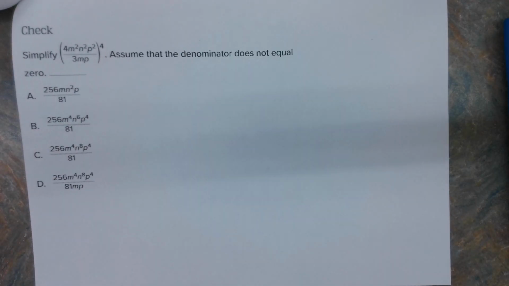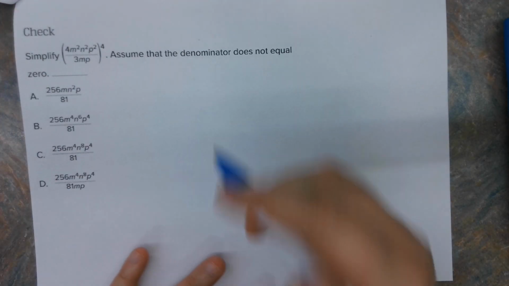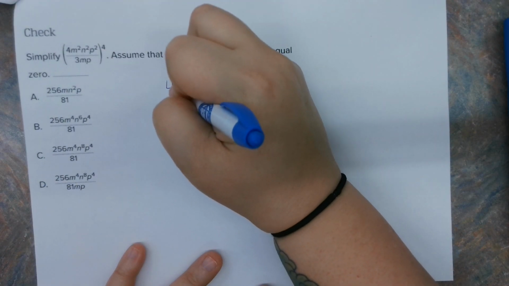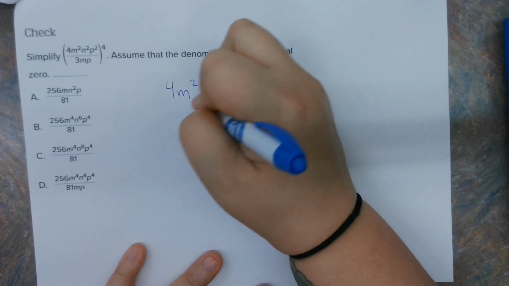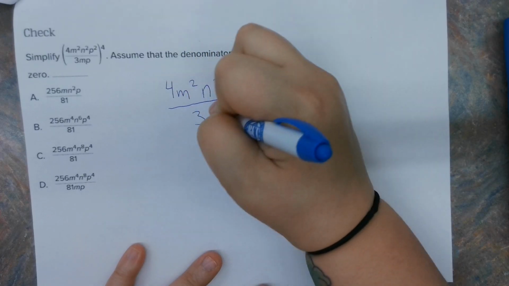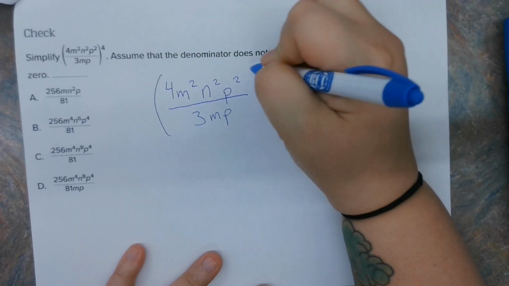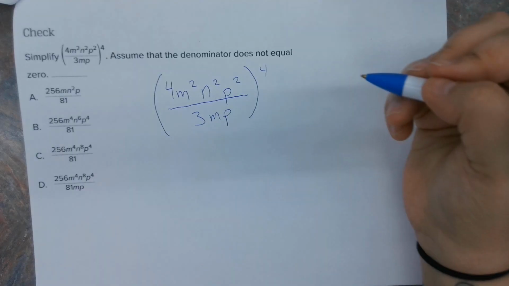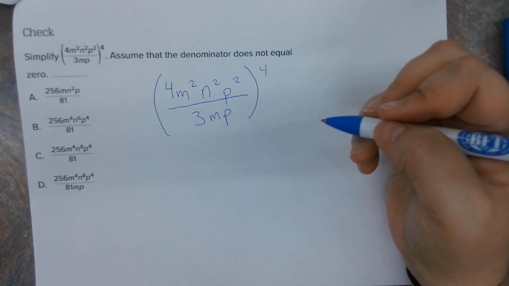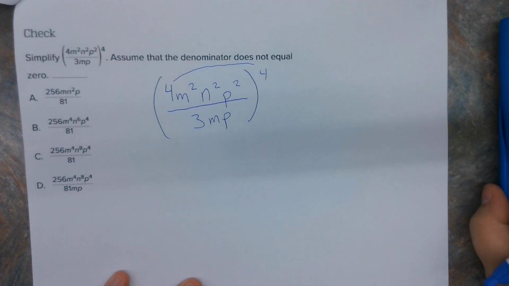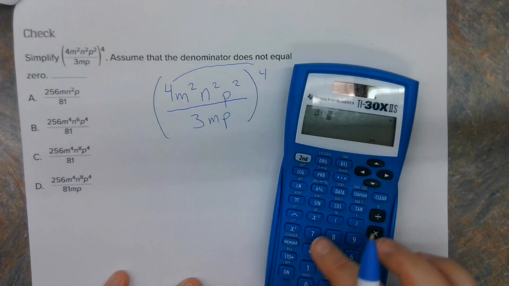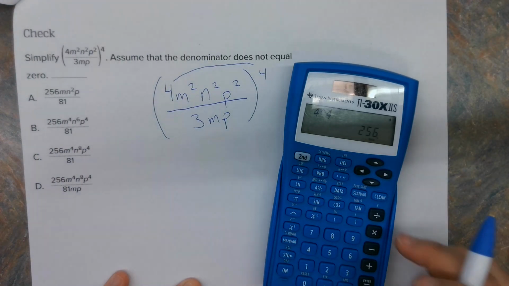Pause. Try it on your own. Ready? I'm going to rewrite it. 4m to the 2nd, n to the 2nd, p to the 2nd, over 3mp all to the 4th. Okay, ready? 4 to the 4th power. 4 caret 4 is 256.